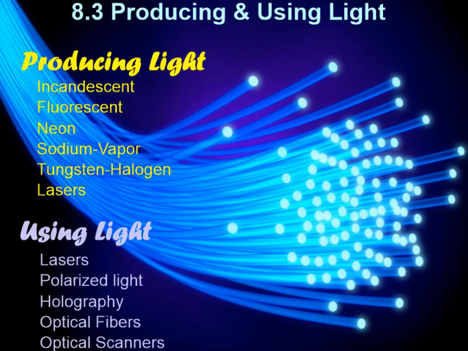Hello physical science students, and now that you know a little bit about light, we're going to look at how light is produced and used. We are going to look at different kinds of lighting: incandescent, fluorescent lighting, neon lights, sodium vapor and tungsten halogen lights, and lasers. We're also going to look at how light is used in lasers, polarized light, holography, optical fibers, and optical scanners.